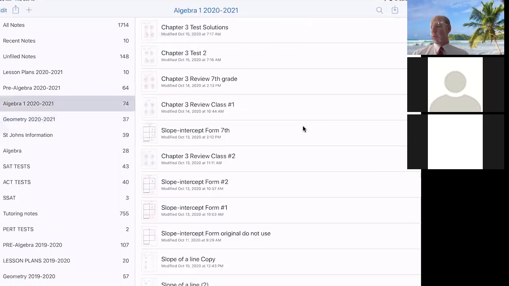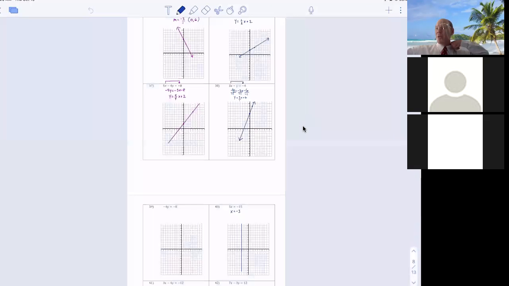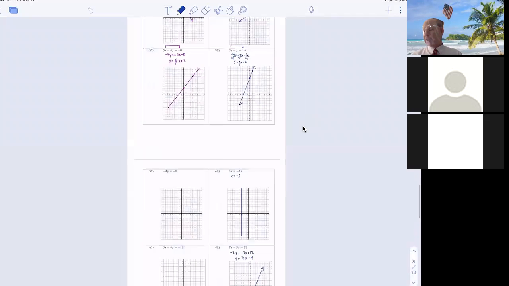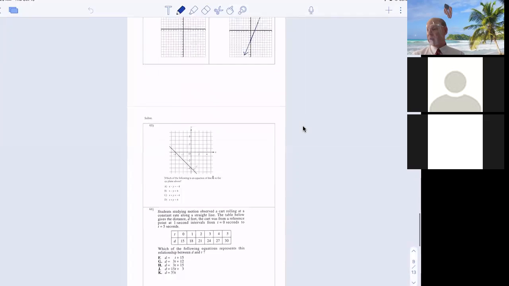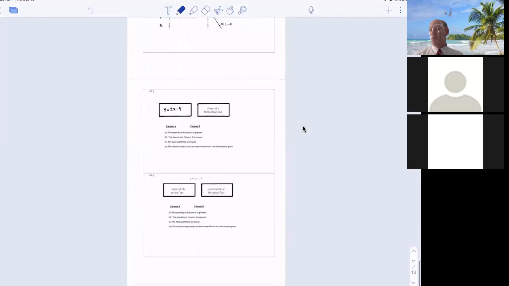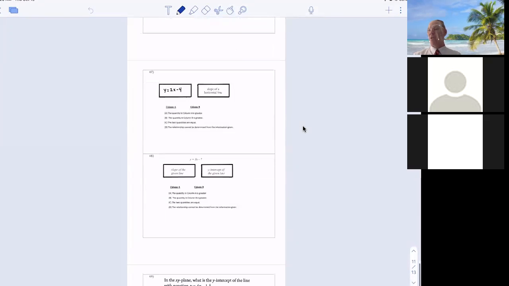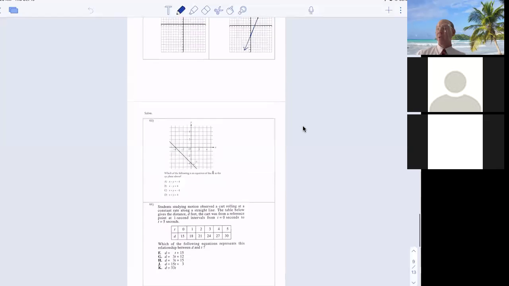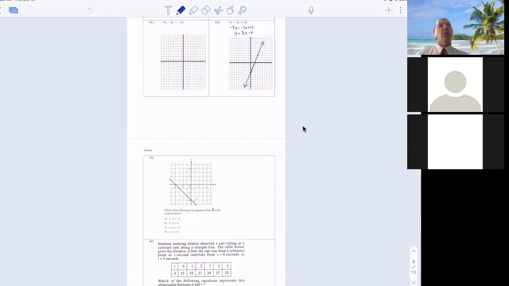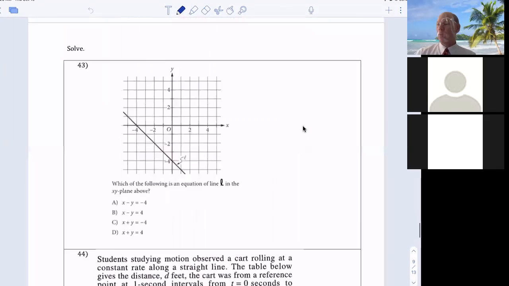Algebra, chapter 3, class number 1. Here we go, guys. What I especially would like to do is jump down today right quick and do the SAT problems, because there's like 4 or 5 of those in the test tomorrow, I think. Maybe, yeah, 4 or 5, I can't remember. So we're going to start with question number 43.